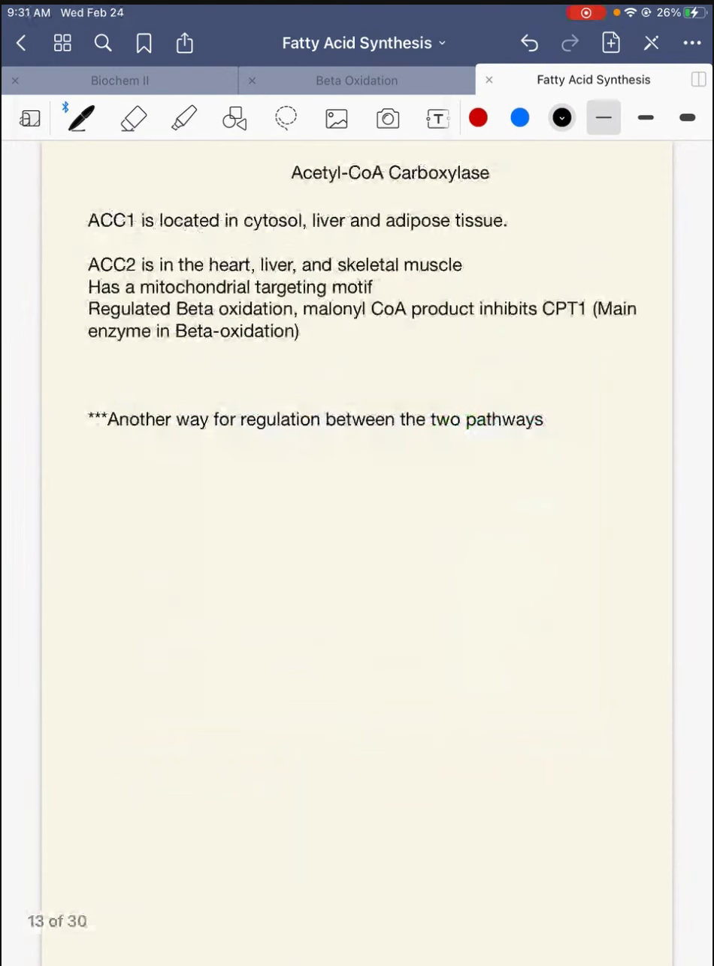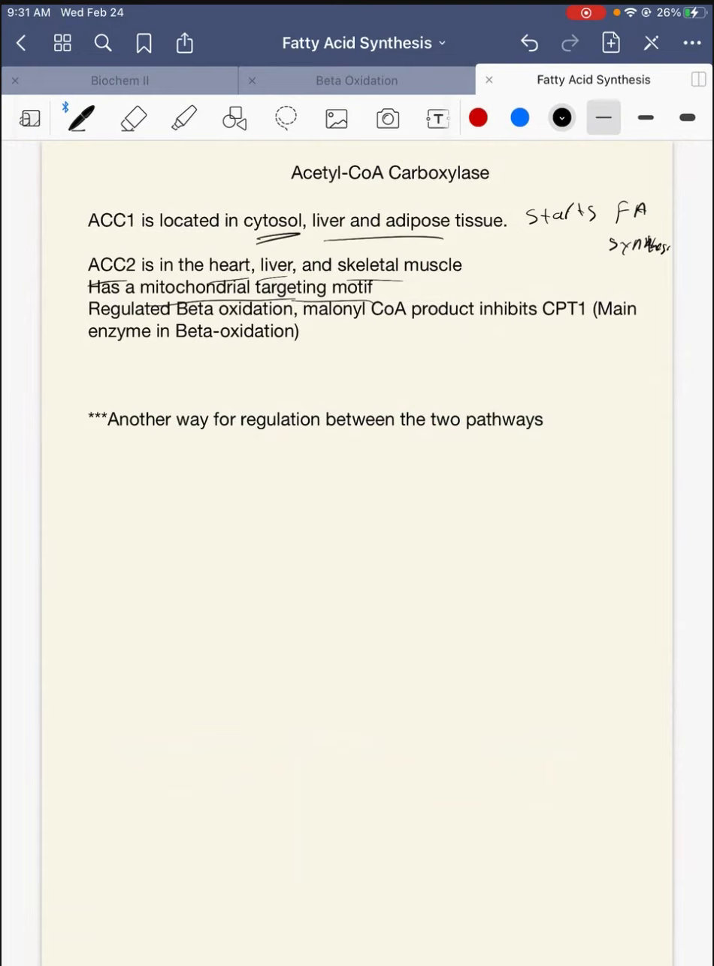Okay. So ACC1 is located in the cytosol, in the liver and adipose tissue, so this is the one that starts fatty acid synthesis. This is the one we'll talk about. ACC2 is in the heart, liver, and skeletal muscle. ACC2 is the same thing. It takes acetyl-CoA and converts it to malonyl-CoA. The only difference is it has a mitochondrial targeting motif. What this does is target it to the outer membrane of the mitochondria.